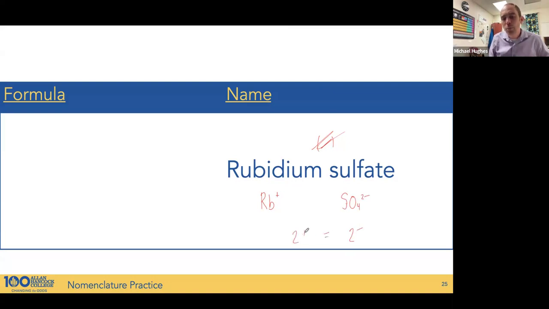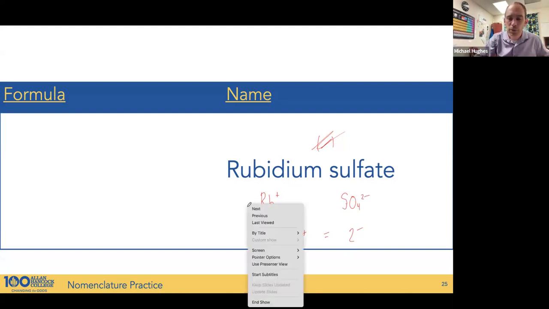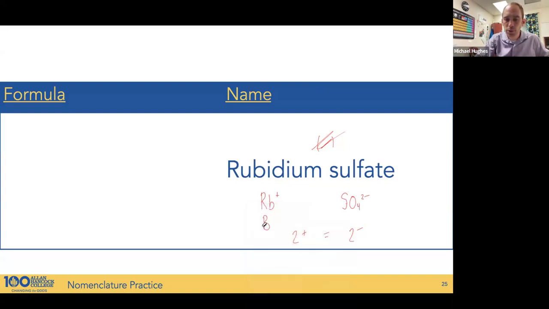We're going to need 2 plus charges so that the charges sum to 0. So we'll need another rubidium, which is Rb, plus 2 rubidiums with our 1 sulfate makes Rb2SO4. Rubidium sulfate, Rb2SO4.